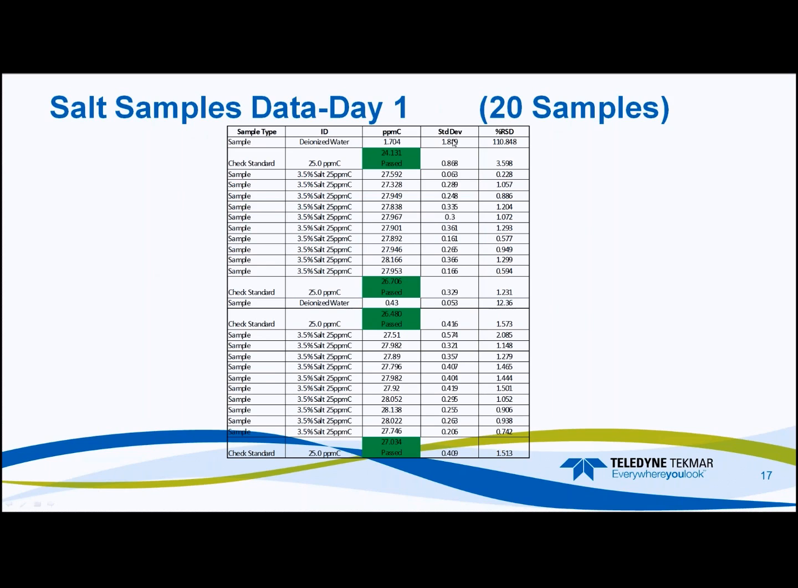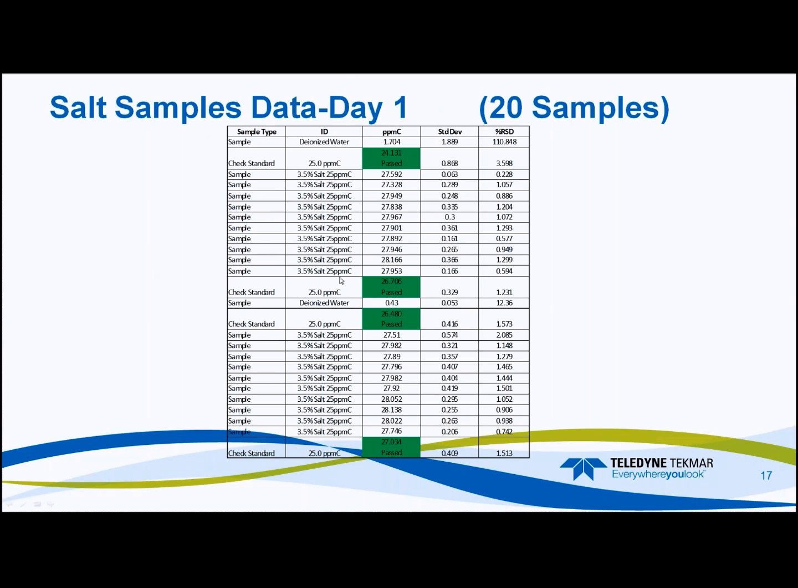And as you can see on day 1, we ran a 25 ppm check standard. Then we would follow with 10 salt samples, followed by another 25 ppm check standard. Then we'd run a DI water in between. Then we'd run another check standard, followed by 10 salt samples and another check standard. And we did this for every day. We ran the exact same schedule.